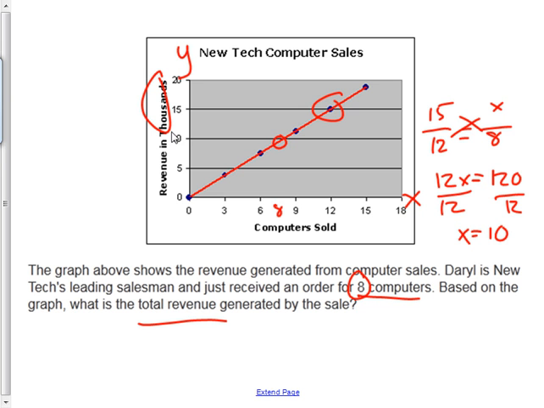Now, remember, 10 is over here, so it was right on the line. So this spot right here is the spot we're talking about. But it's good for us to actually find the actual amount by using our proportions. Now, remember, 10 is not just $10. That's $10,000 because it says in thousands. Okay, so there's your answer.